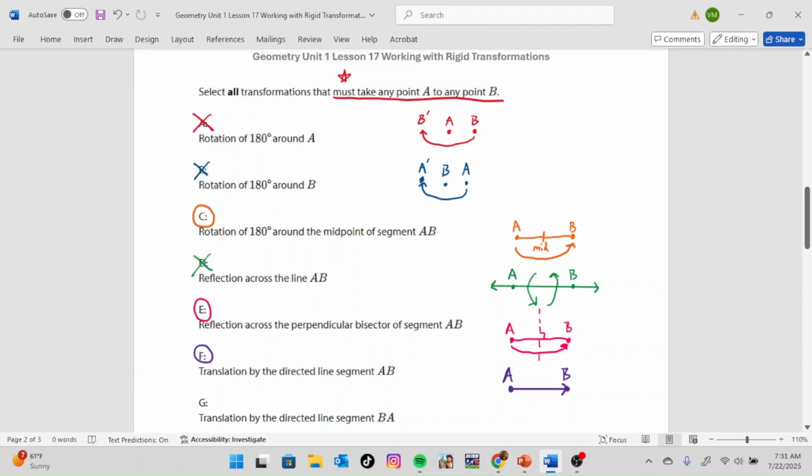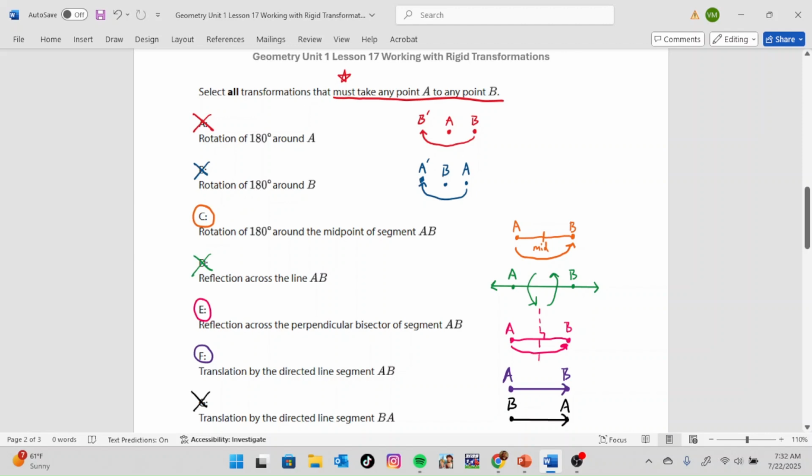Option G is the opposite. Translation by the directed line segment BA. So in this case, we would actually be taking B to A. And we wanted to take A to B. So G would be wrong.